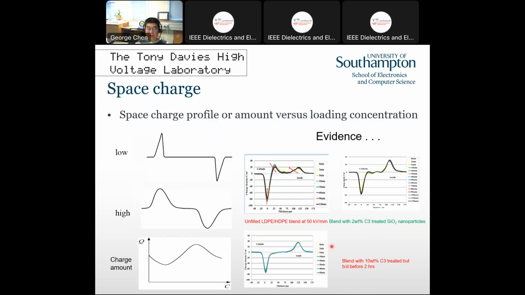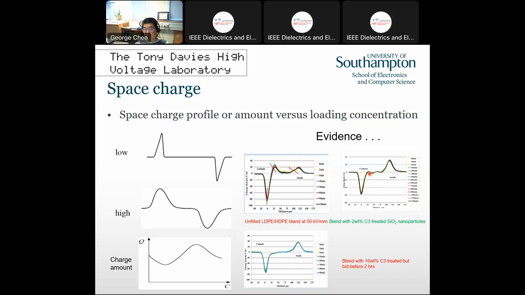What about the space charge? Based on our model, we can consider two scenarios, one lower and one higher concentration. In the lower one, we expect the separation of the charge. So this is the unfilled sample, and this is with 2% and with some surface treatment.